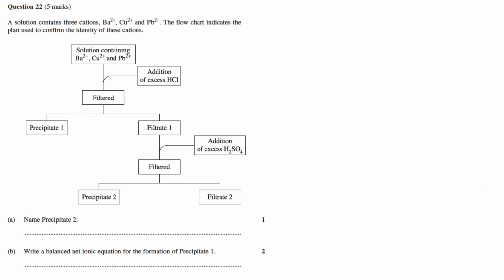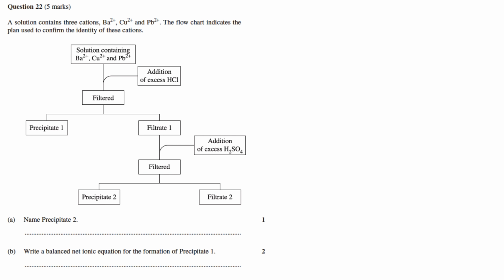Let's have a look at a real example of an HSC question now. Here's a question from 2013. It was worth 5 marks just on this theory of cations. You can see that we're told some information. A solution contains 3 cations, barium, copper, and lead. The flowchart indicates the plan used to confirm the identity of these cations.